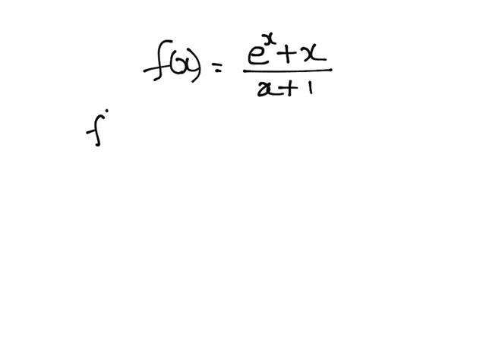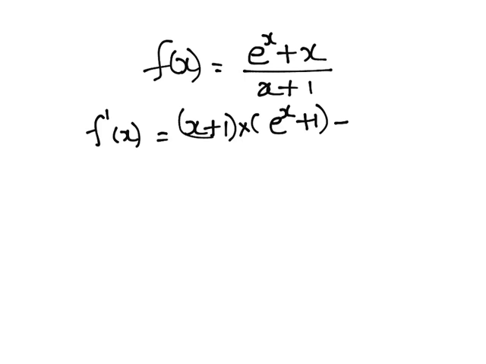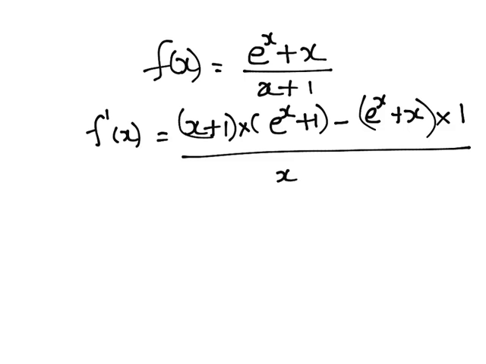f of x equals e power x plus x upon x plus 1. Now f dash of x is the denominator, which is x plus 1, multiplied with the derivative of the numerator, which is e power x plus 1, minus the numerator, which is e power x plus x, multiplied with the derivative of the denominator, which is 1, divided by x plus 1 the whole square. So let me open the bracket.